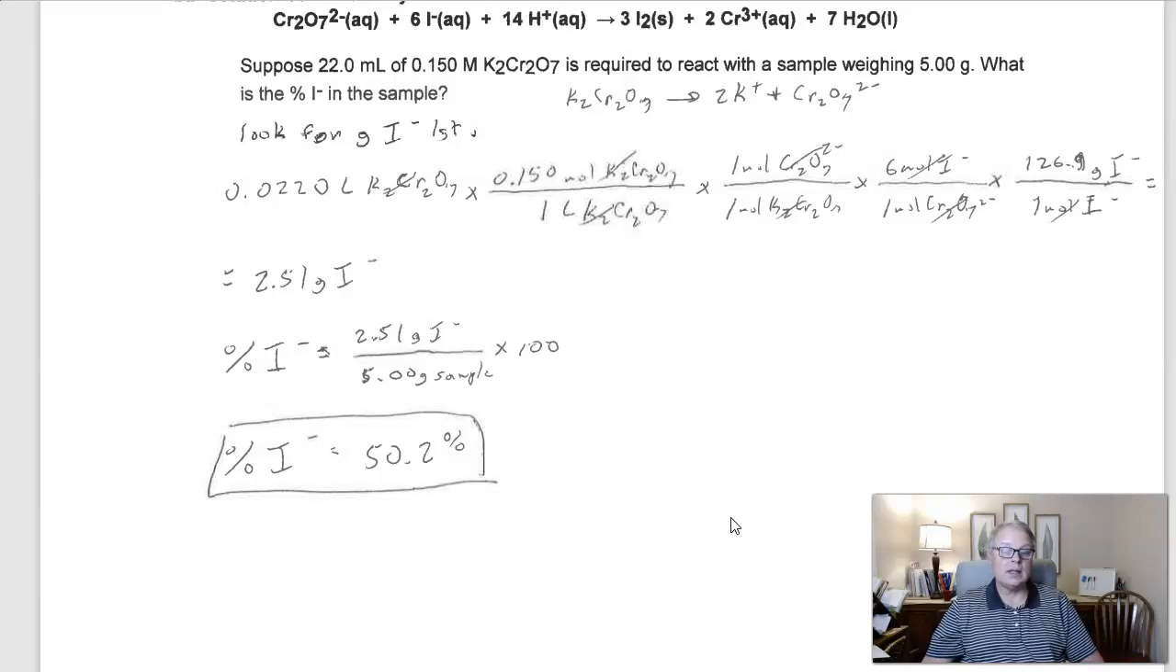Question. What is the other 49.8% of my sample? Don't know. Could be anything. See? Because this test only tests for I minus. But I know that 50.2% of my sample is I minus. And so if I want to know what else is my sample, maybe I could do another test. Figure out the percent nitrogen, or figure out the percent potassium, or sodium, or whatever, oxygen, whatever happens to be in there.